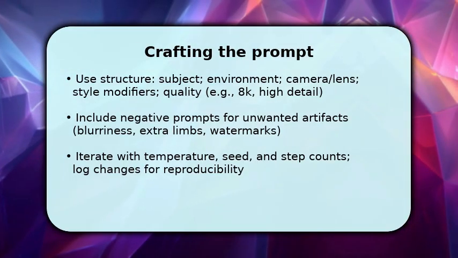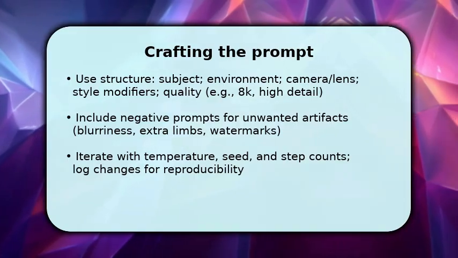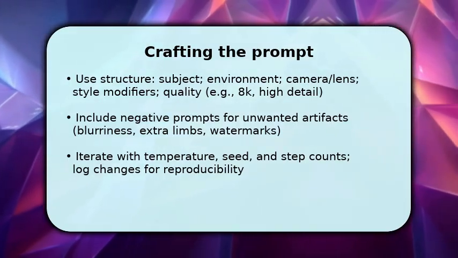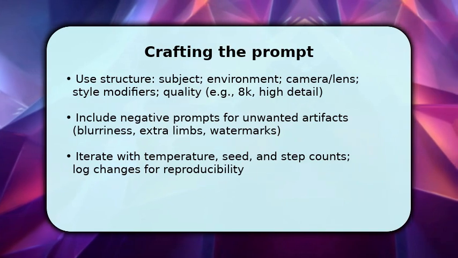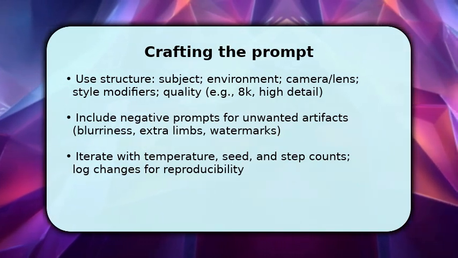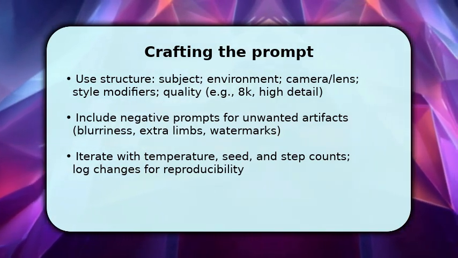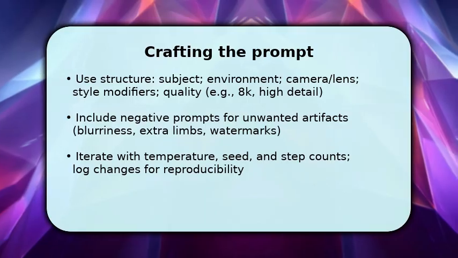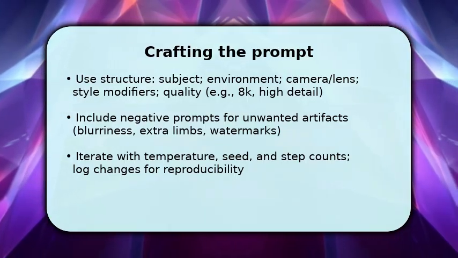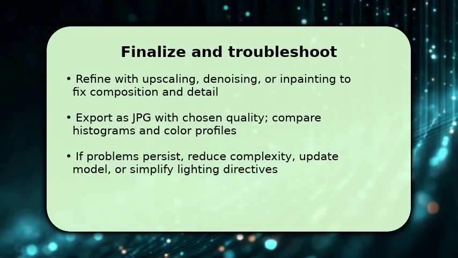Once you have a candidate, test negative prompts to exclude artifacts, say no watermarks or no extra limbs. Then iterate by adjusting temperature, seed, and step counts while logging each change so you can reproduce the best result reliably. You finish by refining the chosen output.